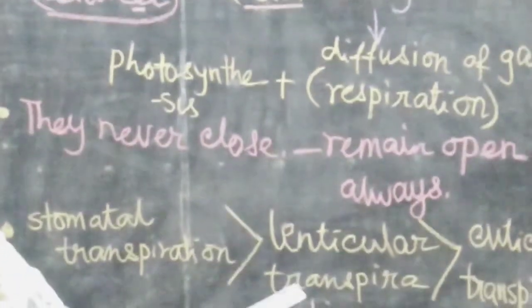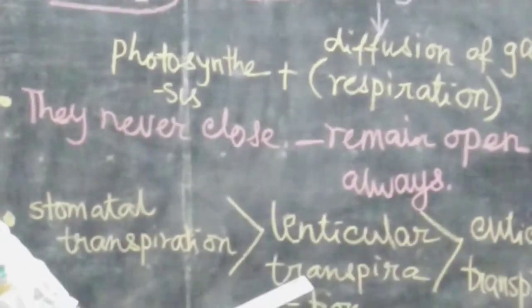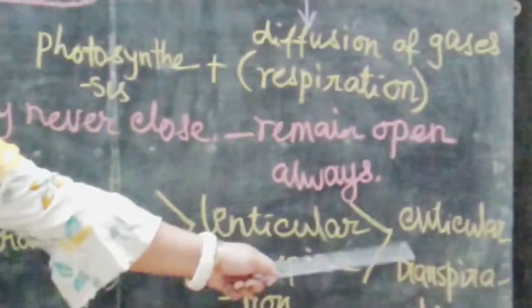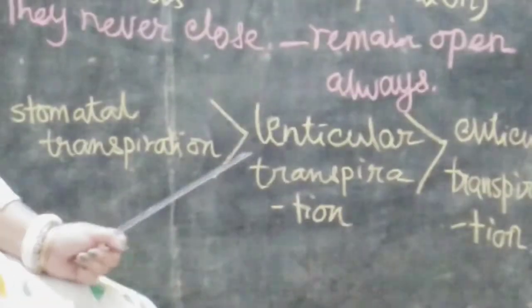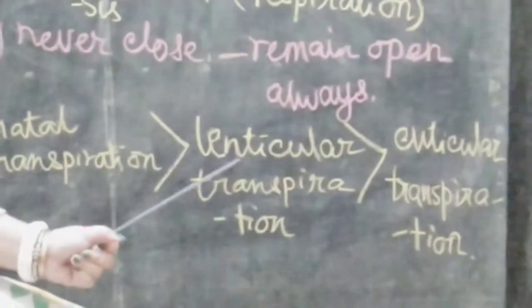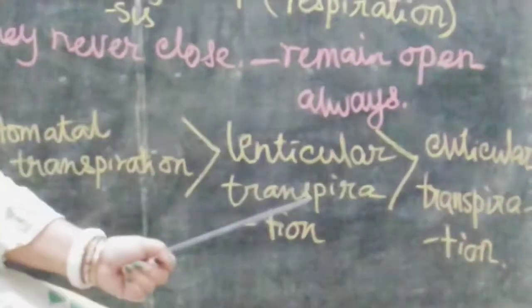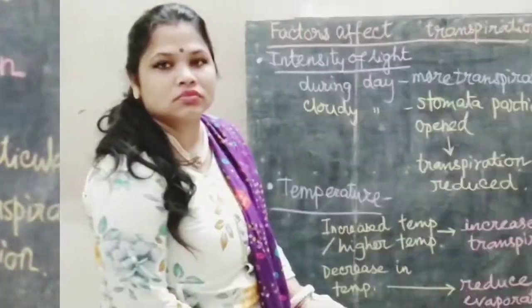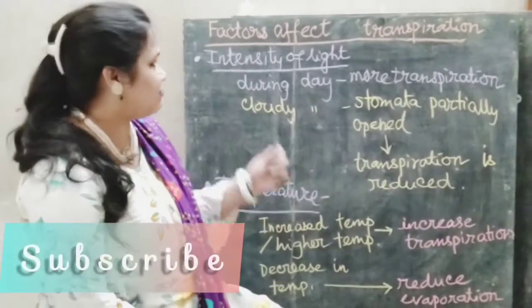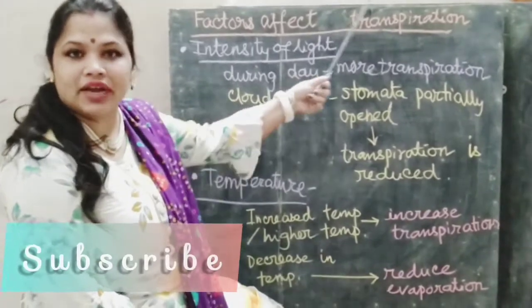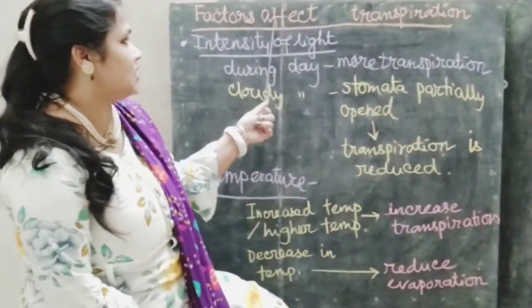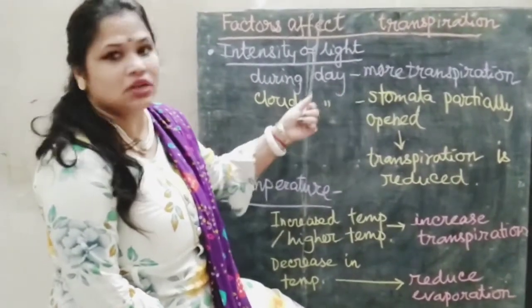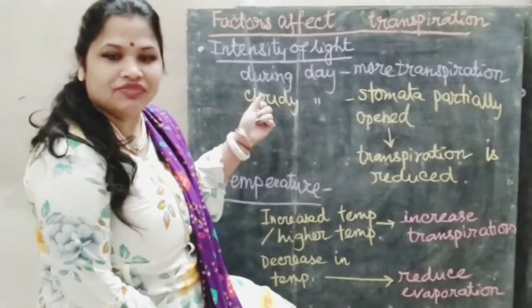Now the rate of lenticular transpiration is more than the cuticular transpiration. See, I have given the greater than sign. So lenticular transpiration is more than the cuticular transpiration but less than the stomatal transpiration. Now I will discuss the factors that affect transpiration. Affect here means how transpiration gets affected by the different factors.